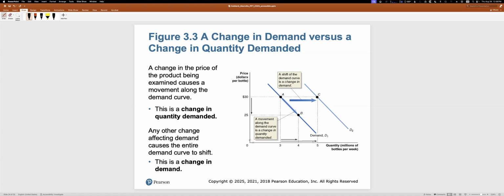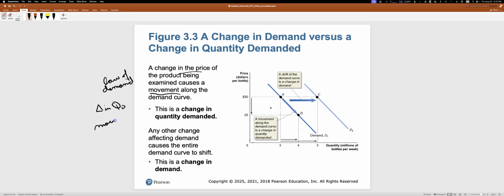This is a very important slide. This is slide 24 of 55. Do not go any further in this lecture if you don't understand this slide. Let's take it bullet by bullet point here. A change in the price of the product causing a movement along the curve, that right there is my law of demand. That is a change in the quantity demanded.